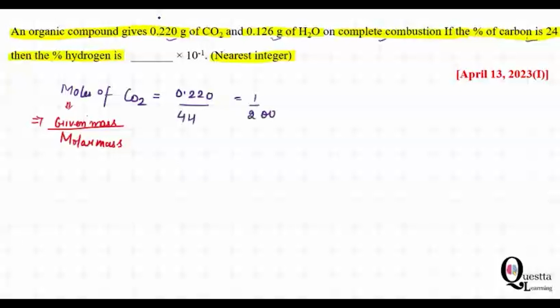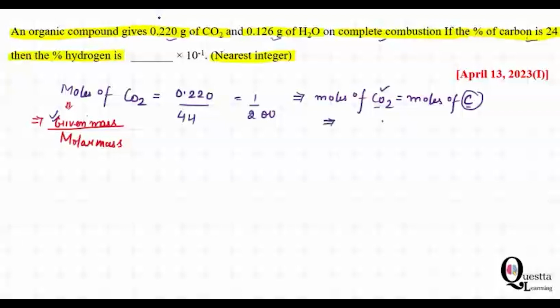So from here we can say that the moles of CO2 equals the moles of carbon. Whatever CO2 comes out when you combust the hydrocarbon, it comes from the carbon of the hydrocarbon. Now we have the moles. So from moles, can we get the mass of the carbon? Yes, we can do that.